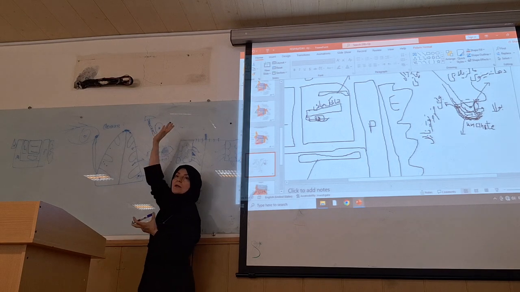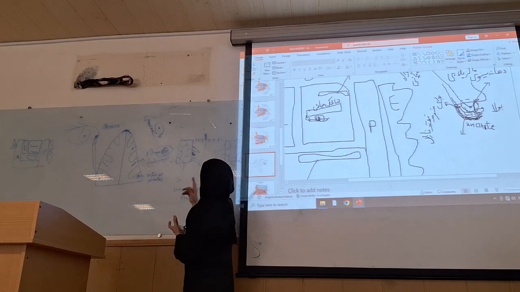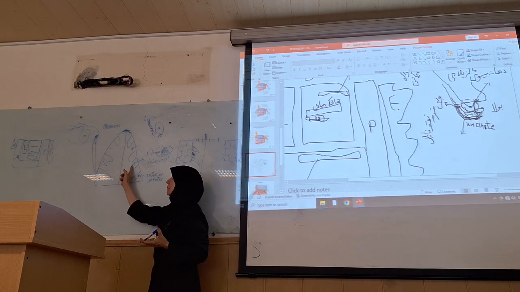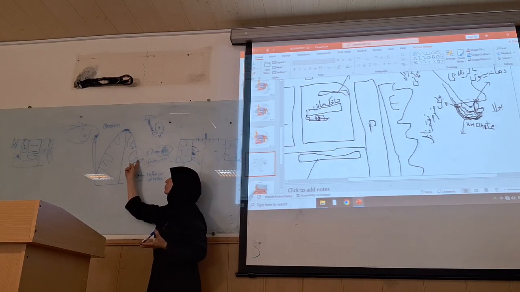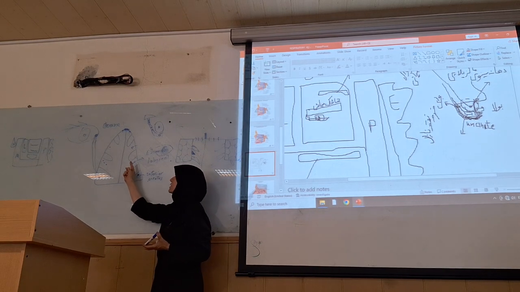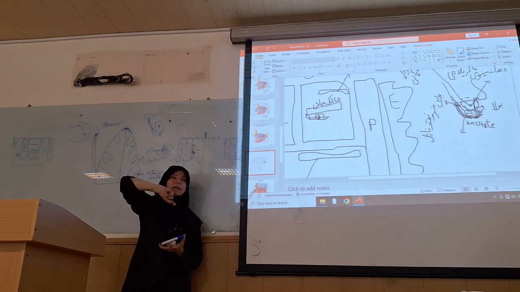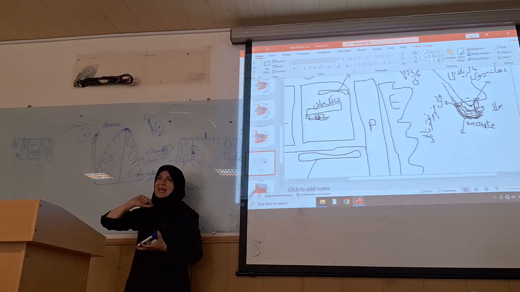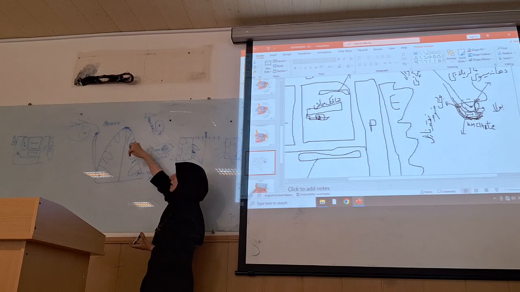Middle meatus is important. Look at me. We have inferior meatus, middle meatus, superior meatus. In the middle meatus, we have so many things, such as the bulb of the ethmoid. The bulb of the ethmoid belongs to the middle group of the ethmoidal cell. So the middle group opens to the middle meatus.